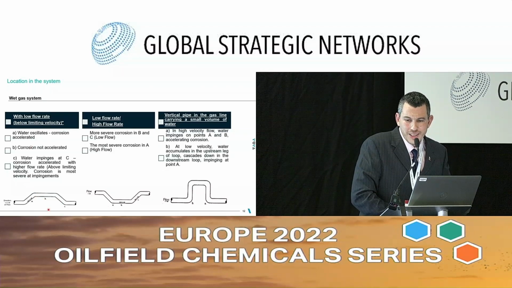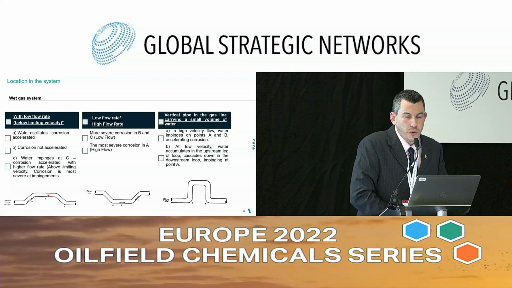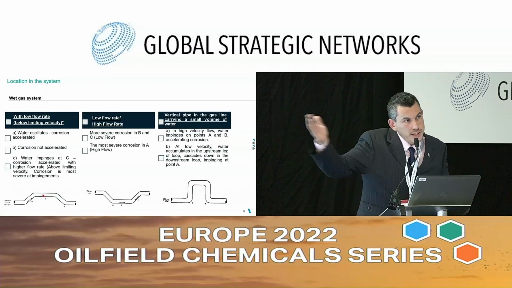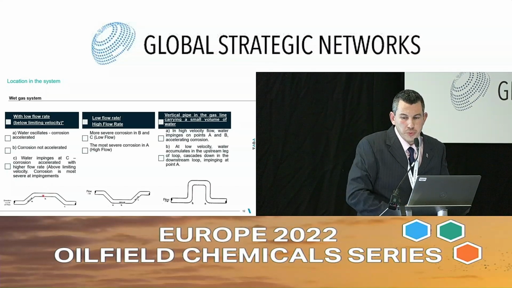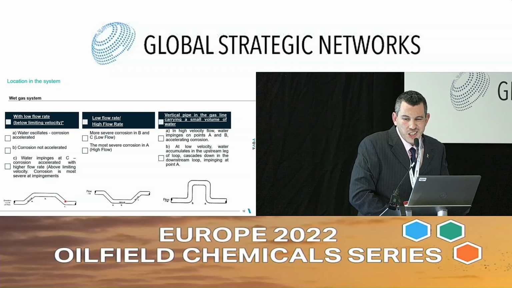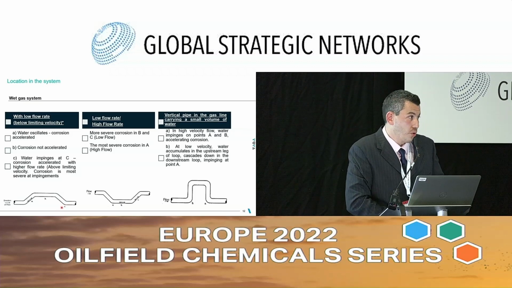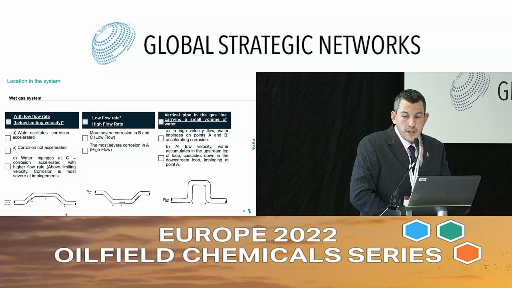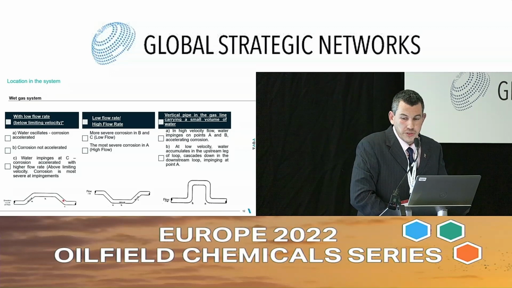Then on section B, we shouldn't expect corrosion because basically the gas will be pushing the water and we don't have accumulation. And then on spot C, we might have, again, corrosion. And if we have high flow rate, this would be a critical spot because we would have not only corrosion, but also erosion corrosion. So this would be a good location to place an access fitting for corrosion coupons.